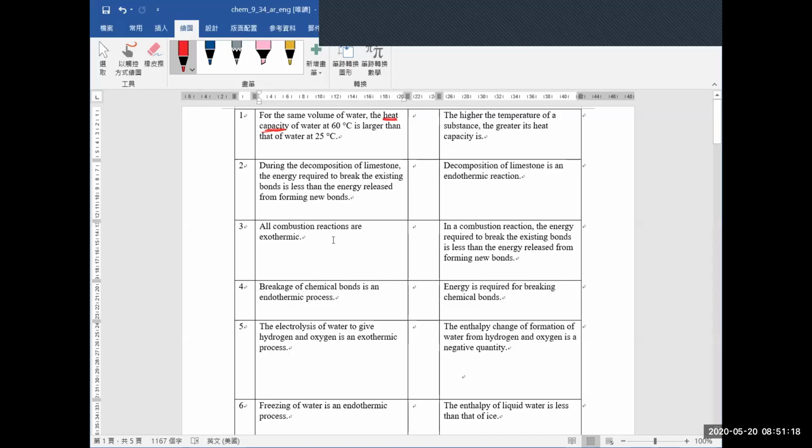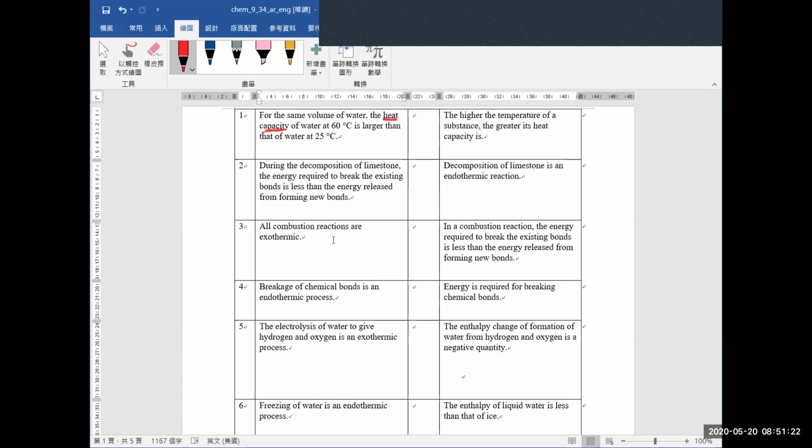For the same volume of water, the heat capacity of water at 60 degrees is higher than that of water at 25 degrees. Wow, what is that? What is meant by heat capacity? Is something related to physics, right? So the higher the temperature of the substance, the greater is the heat capacity. You cannot see it? You better let me know now. Is this one better?